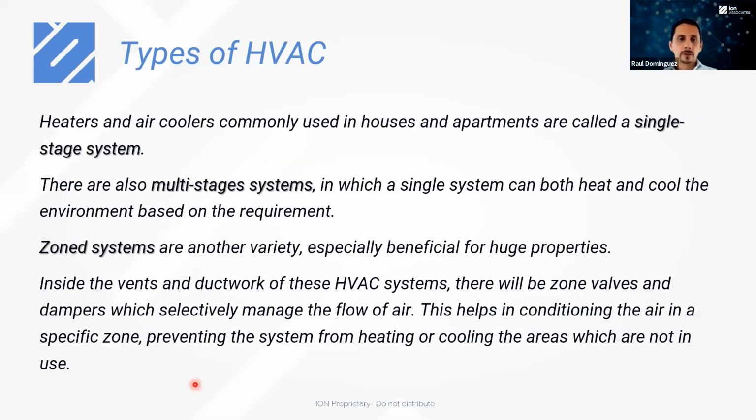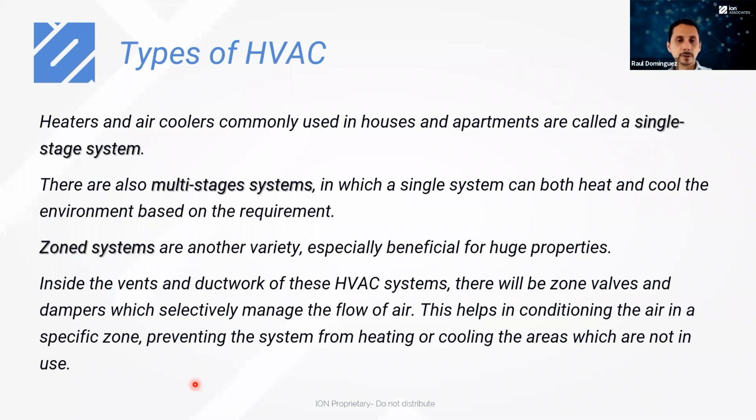What types of HVAC can we see? We can see heaters and air coolers, commonly used, as mentioned, in housing and in apartments. Those are normally single stage systems. We can see also multi-stage systems, in which a single unit has both the heating elements and the cooling element for the environment. And finally, we see the zoned systems.